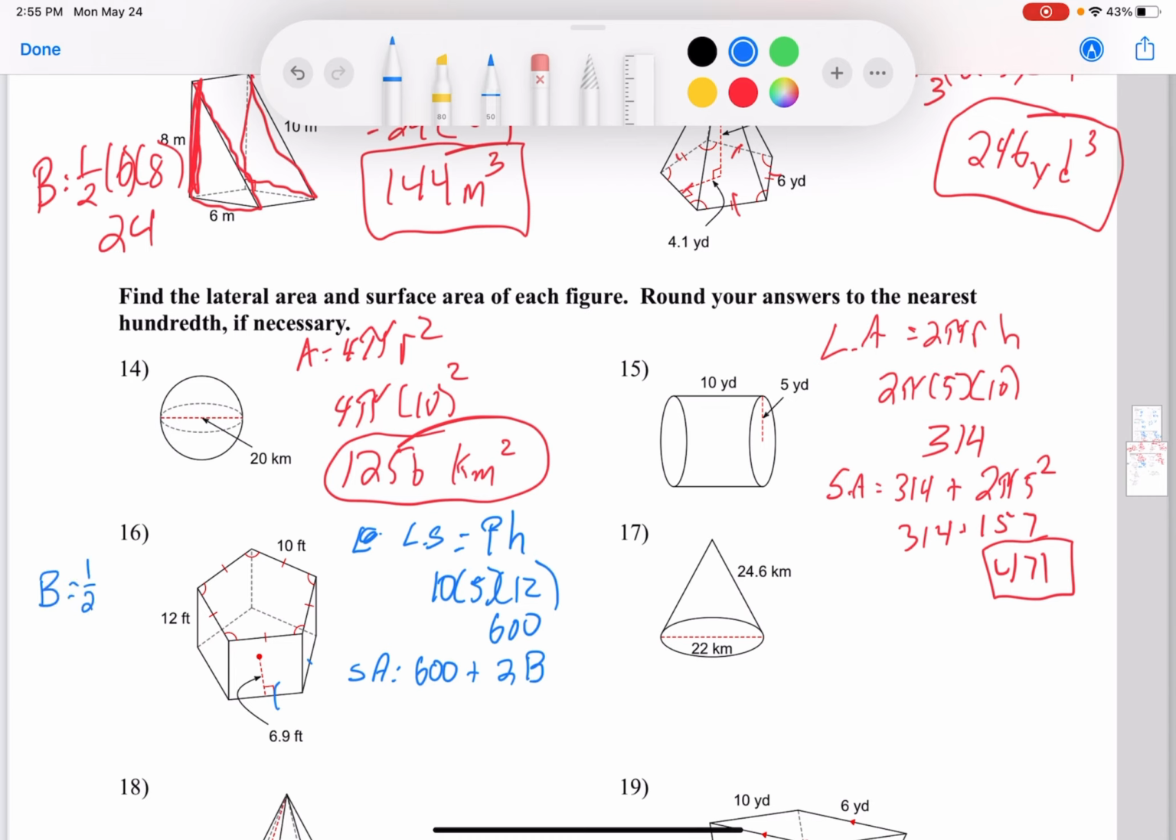So that'd be 849.7 plus pi times 11 squared. You get 1,229.64.